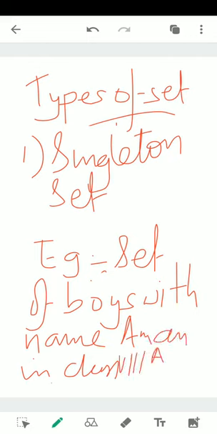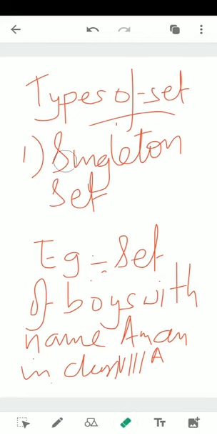So if you see, this set will have only one name, right? Because in our class we are having only one person with the name Aman. So we can say that this set will have only one element. So a singleton set can be defined like this: a set which has only one element in it is called a singleton or unit set. Singleton set is also known as unit set.